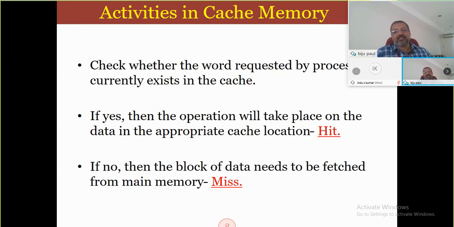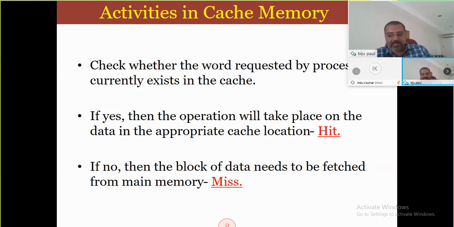Whatever the processor needs is loaded to the cache. There are two types of activities involved in cache. If the processor is searching for data which is in the primary memory, and if that is in the cache memory already, that is called a hit, and the data can be accessed immediately. Now, what happens if it is not there? It is called a miss. It has to be fetched from the main memory and loaded to the cache memory.